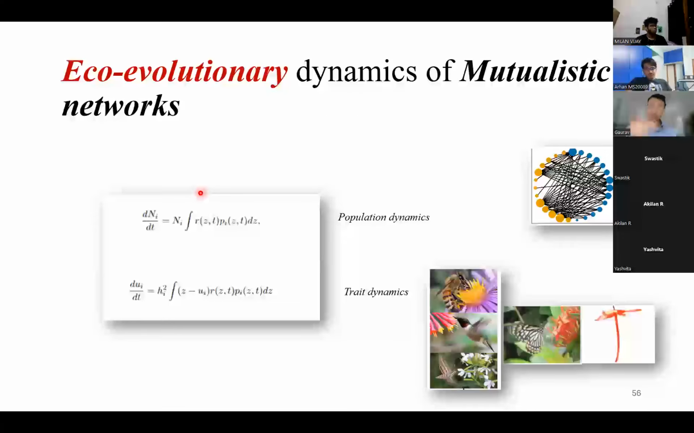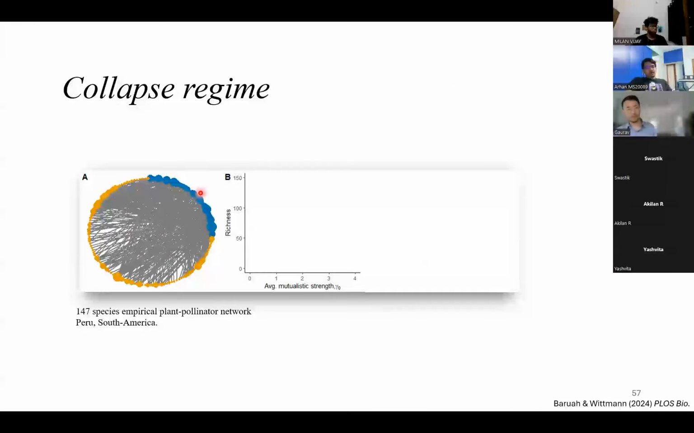So again, we took a similar modeling framework, an eco-evolutionary framework, and modeled population dynamics and trait dynamics, and first evaluated a collapse regime. So when it collapses, we then see whether we observe hysteresis. So for this 147-species plant-pollinator network, again, on the x-axis is the mutualistic strength or the environmental conditions.